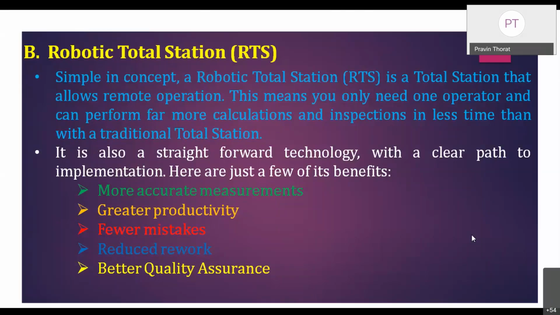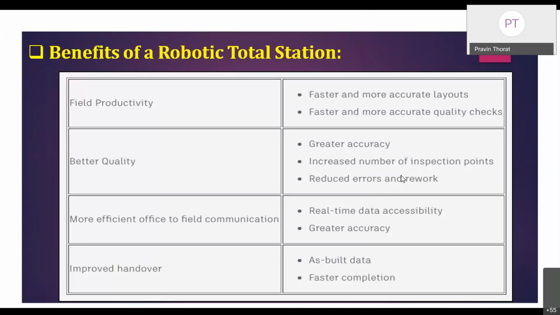The total station is lighter in weight than the competition. We know that the weight of a total station is about 5 to 6 kg, but some robotic total stations are lighter in weight. Then some of the benefits of robotic total stations are shared here.